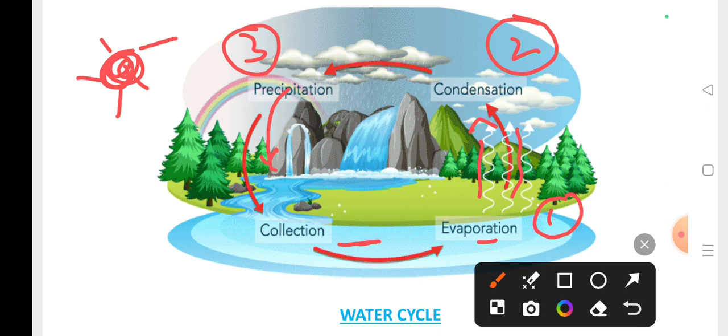So there are the 3 stages in the water cycle. First is evaporation, in which the water converts into vapor. Second, condensation. Condensation means when the water vapor cools down and forms clouds. And third, precipitation. When this cloud converts into rain, snow, or hail, at that time it is called precipitation. Again this water collects and comes in the form of spring, river, pond, lake. Okay, so these are the stages of the water cycle.